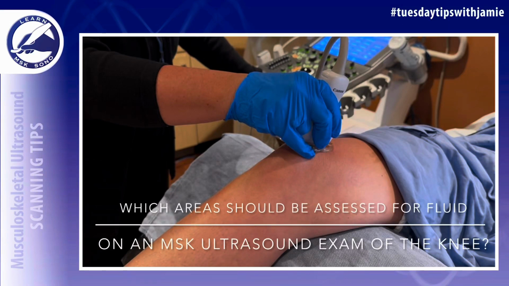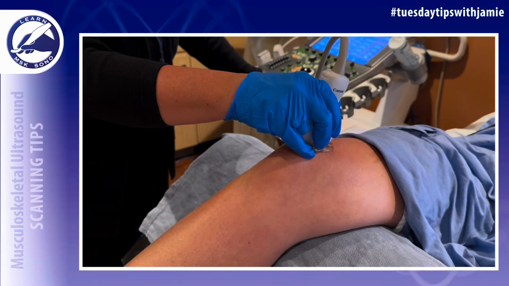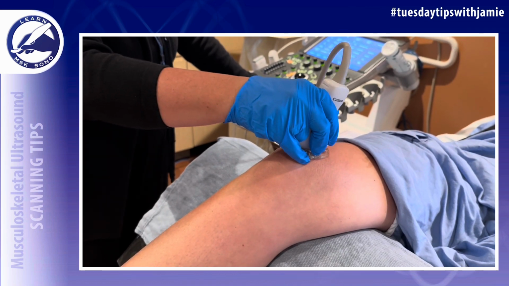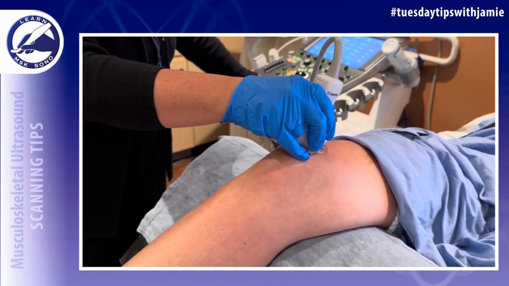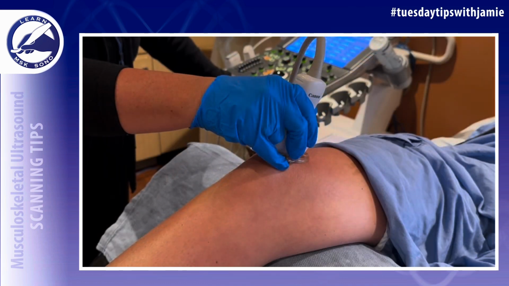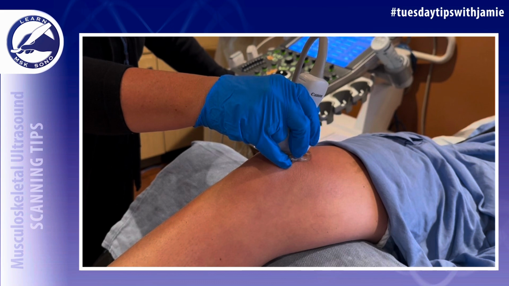Which areas should be assessed for fluid on an MSK ultrasound exam of the knee? The answer is the suprapatellar and parapatellar joint recesses. First, place the knee in 20 to 30 degrees of flexion.